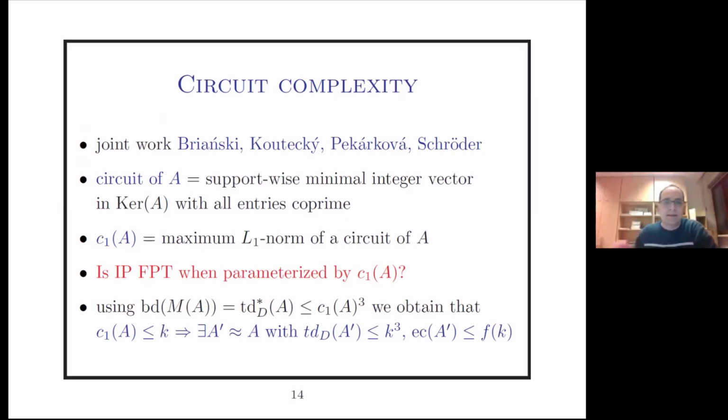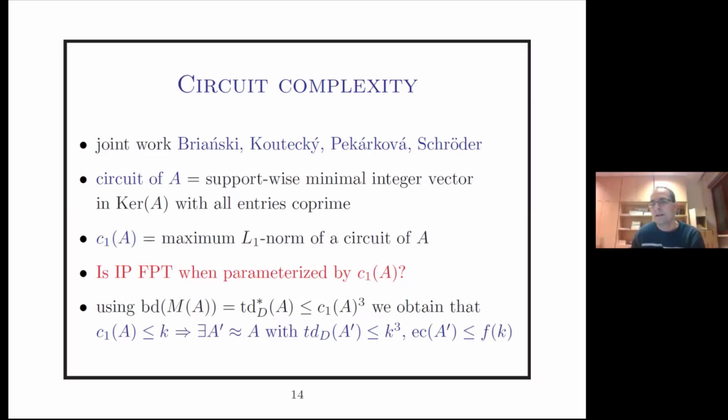So I have a constraint matrix, and I want to define a circuit of that constraint matrix, which is the support-minimal integer vector in the kernel with all entries coprime. There are various ways one can define the complexity of the circuits of a matrix; one may use different norms. One of the norms one may use is the L1 norm. So I will be writing C1(A) for the maximum L1 norm of a circuit of a matrix. And this is indeed invariant.